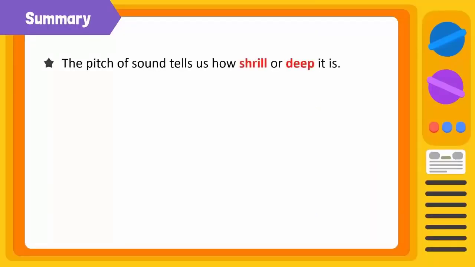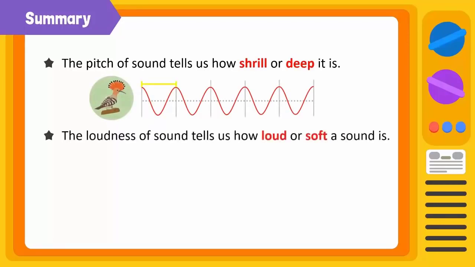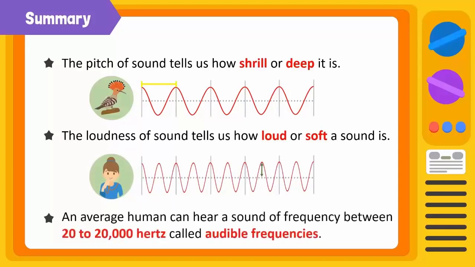In this video, we learned about the pitch and the loudness of sound. The pitch of the sound tells us how shrill or deep it is, and it depends on the frequency of the sound waves. The loudness of sound tells us how loud or soft a sound is. It depends upon the amplitude of the sound waves. An average human can hear a sound of frequency between 20 to 20,000 hertz, called audible frequencies.